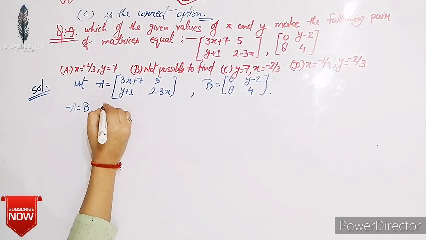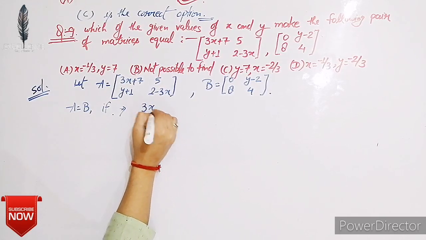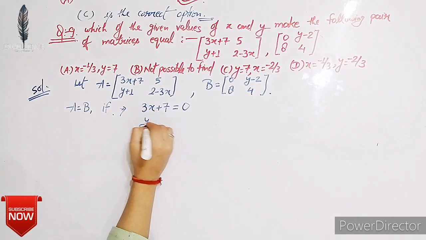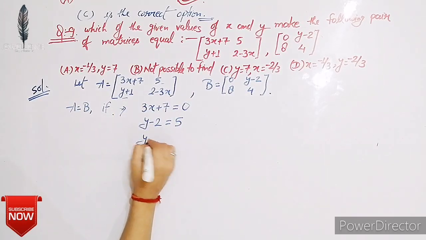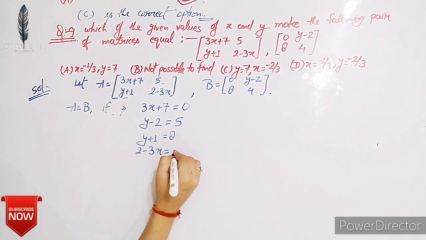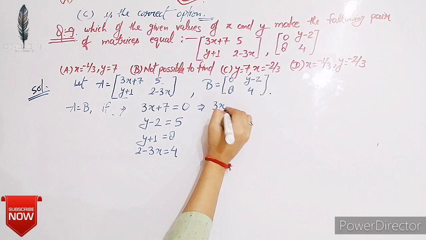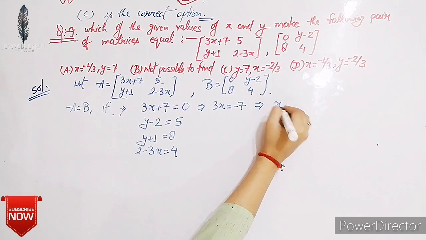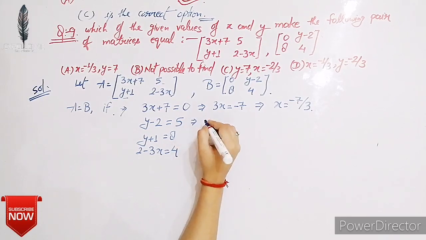a equals b if their corresponding elements are equal. It means that 3x plus 7 equals 0, y minus 2 equals 5, and y plus 1 equals 8, and 2 minus 3x equals 4. Okay, let's solve that. 3x plus 7 equals 0, that gives 3x equals minus 7. It is x equals minus 7 upon 3. First value of x equals minus 7 upon 3.